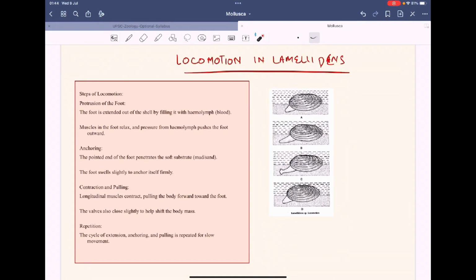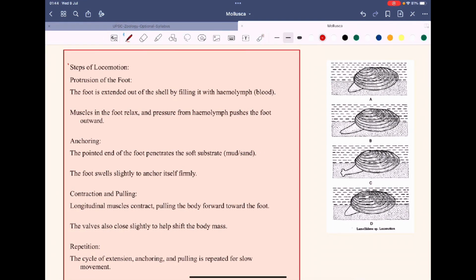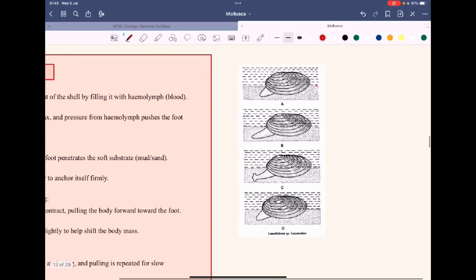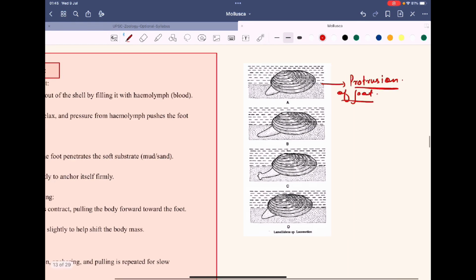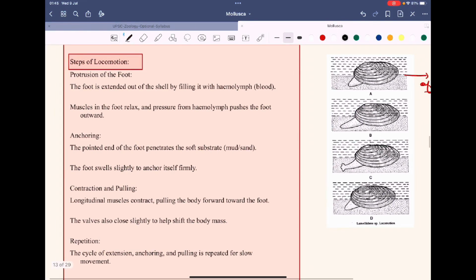If you see the step-by-step locomotion in lamellidens, first of all there will be the protrusion of the foot. Means the foot will come out of the shell. The foot is extended out of the shell by filling it with hemolymph, and then the muscles in the foot relax, and the pressure from the hemolymph pushes the foot outwards.